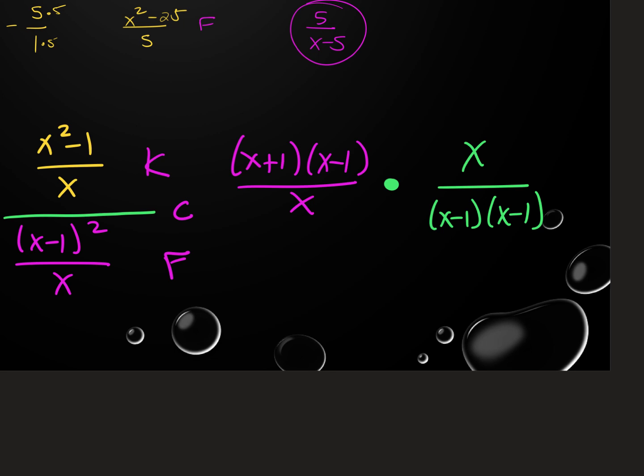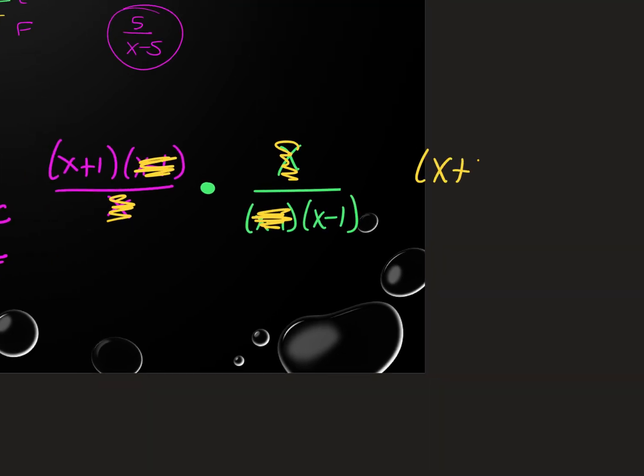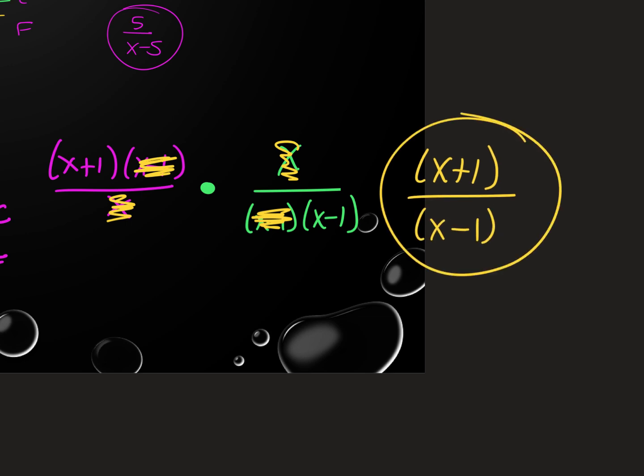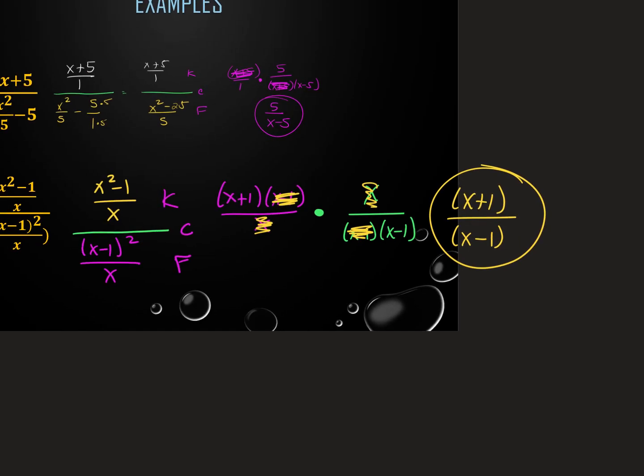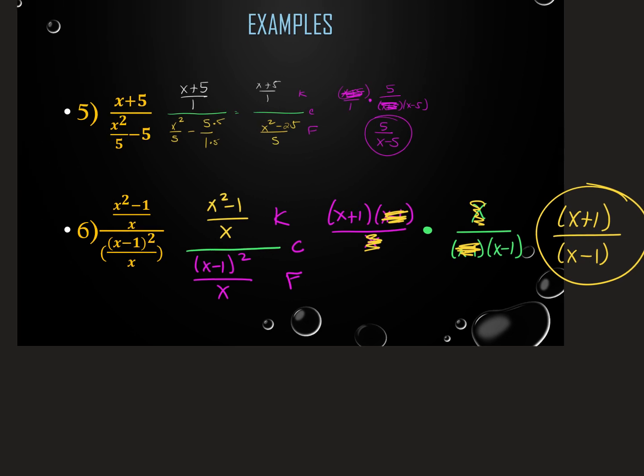So now we can have a canceling party. What happens with my x's? They cancel. What else can I cancel? 1, x minus 1. Very good, my dear. So in my numerator, what am I left with? x plus 1. Perfect. In my denominator, what am I left with? x minus 1. Perfect. Very good. Could we have just multiplied the first fraction by x over x to cancel out the x in the denominator?